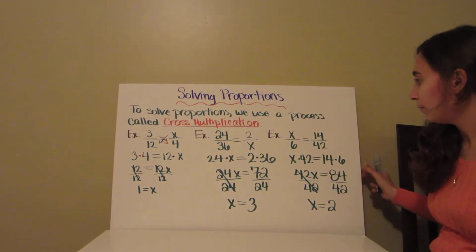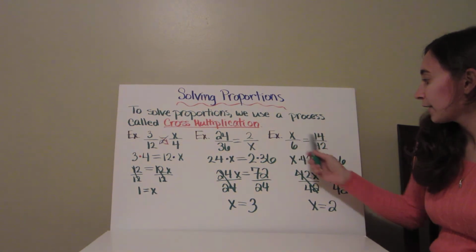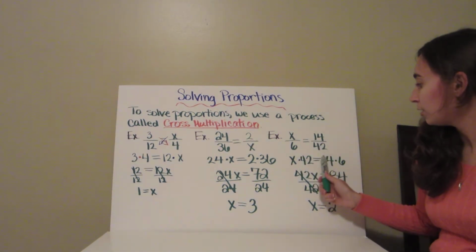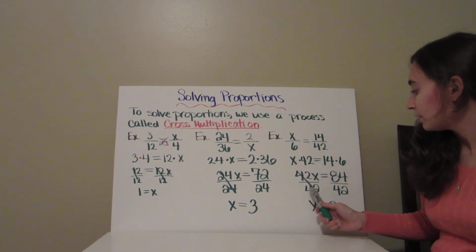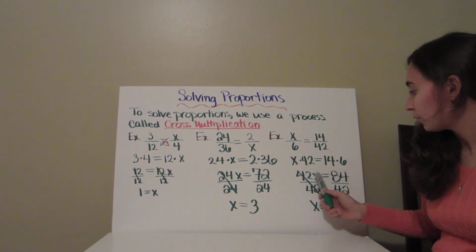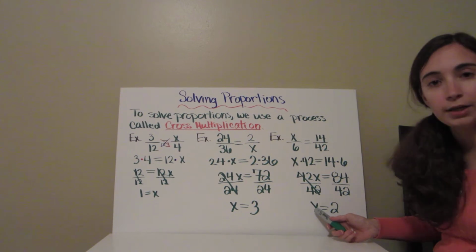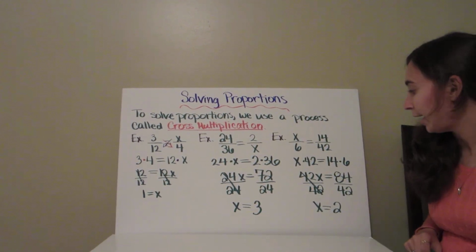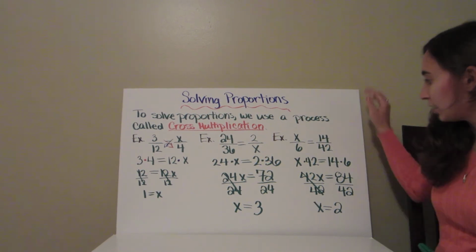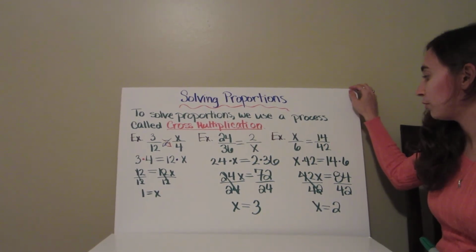Our last example, we have x on the top. x times 42 is equal to 14 times 6. We can divide both sides by 42 to complete solving. 42x divided by 42 is x, and 84 divided by 42 is 2. So we get x equal to 2. 2 over 6 is equal to 14 over 42.